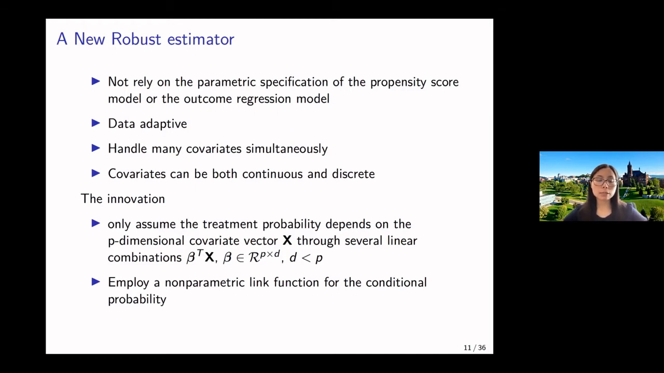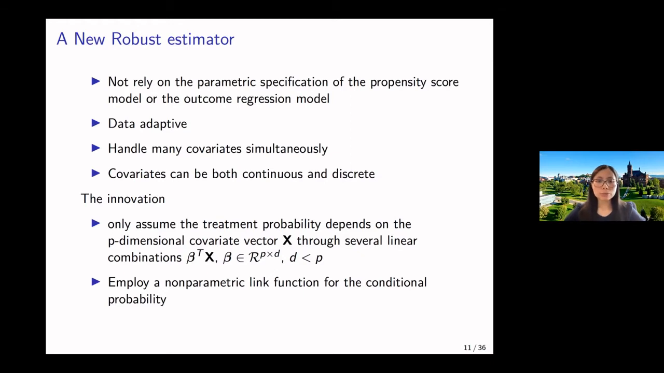And we hope that the method is data adaptive and can handle many covariates simultaneously. We want the method to handle both continuous and discrete variables, and we do not want strong assumptions like the inverse regression method or the non-parametric method.